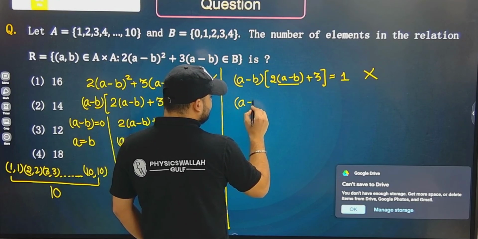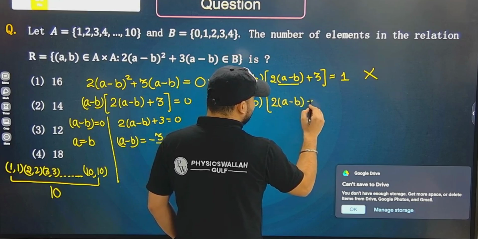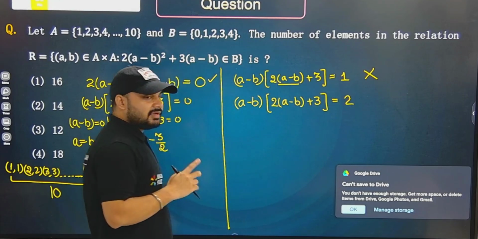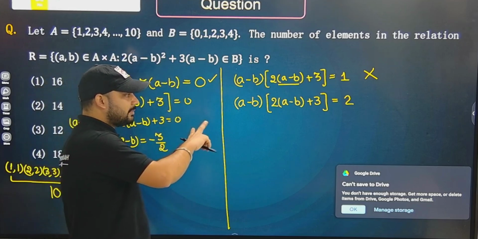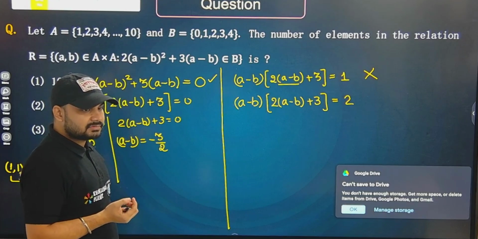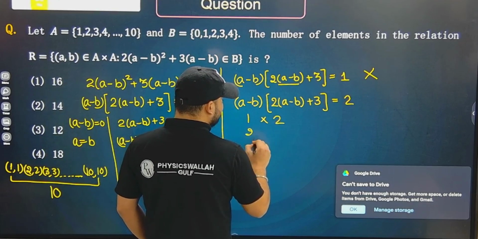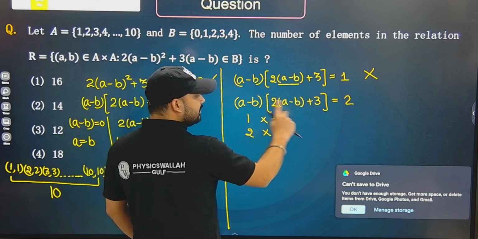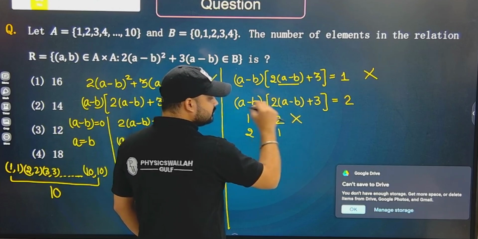Let's start with the second one. 2(a minus b) plus 3. Let's have a look at 2. Now can you tell me, if we take two different or whatever integers, and we multiply both of them, we are going to end with 2. So how many possibilities are there? 1 into 2 and 2 into 1. If a minus b is 1, once again 2 into 1 plus 3, 1 into 5, 5 should be there, but it is written 2. So we are not going to start with this.